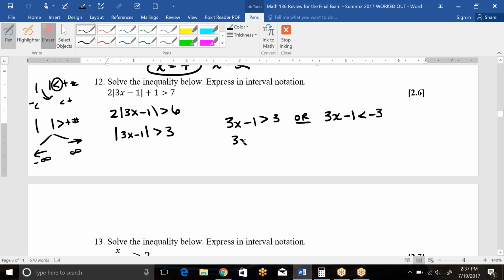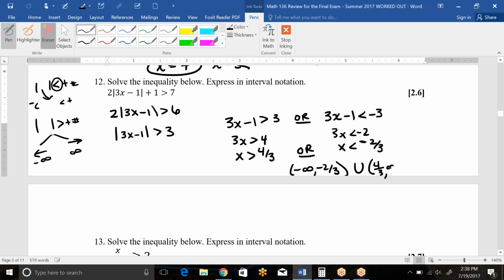So if we solve this first one, we would add 1, so that's 4, divide by 3, so greater than 4/3. This one we would add 1, so that would be negative 2, and then divide by 3. Since we're not dividing by a negative, this still stays a less than. Now, when you're writing this, you wanted an interval notation, so the less than case should be the smaller case. So this would be negative infinity up to negative 2/3. We're using a parenthesis since there's no equal to bar, union with 4/3 to positive infinity, because that one is greater than 4/3. And that would be our solution for number 12.